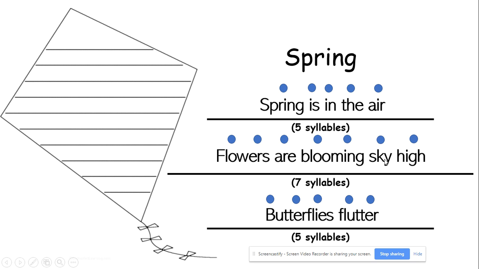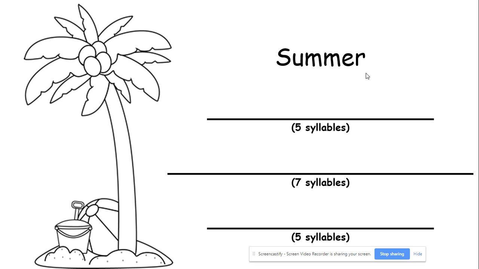And all of the lines in this poem have to do with things that you might see or hear or feel in the season spring. Now that you've seen an example of a season haiku poem, you are going to give it a try with the season summer. You can use this paper or any blank page you have at home.